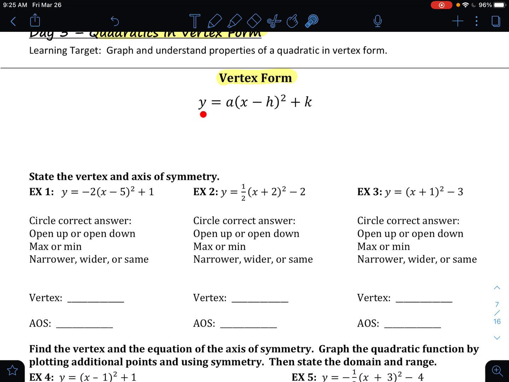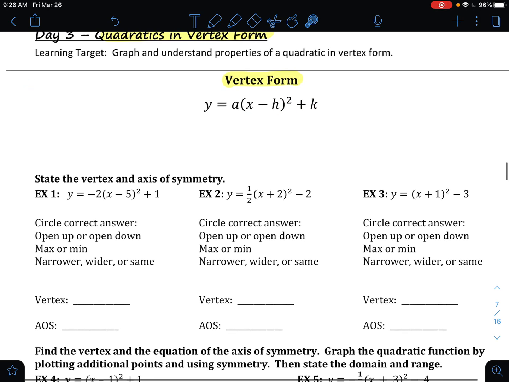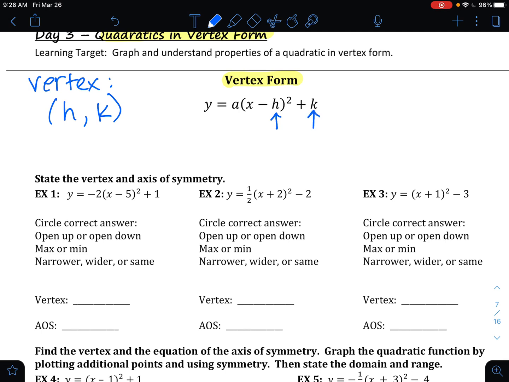So notice the format here in the form of y equals a, there's your a value, and then parentheses x minus h squared plus k. So your vertex is the ordered pair h comma k. So the number in place of h and the number in place of k is going to be your vertex. Now, your axis of symmetry is still the same thing. It's still x equals, and so it's going to equal the x-coordinate of the vertex. So whatever the h value is in your vertex, that goes with your axis of symmetry.